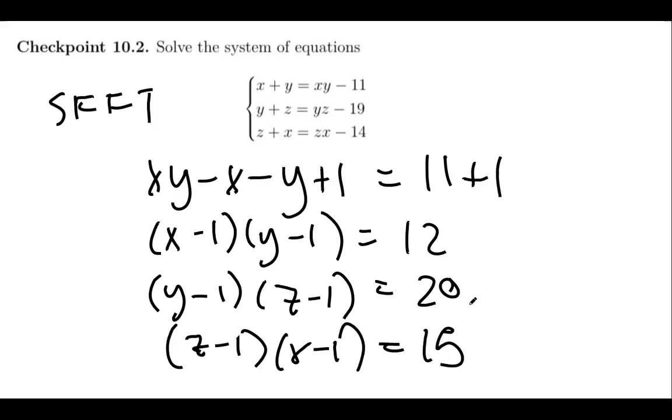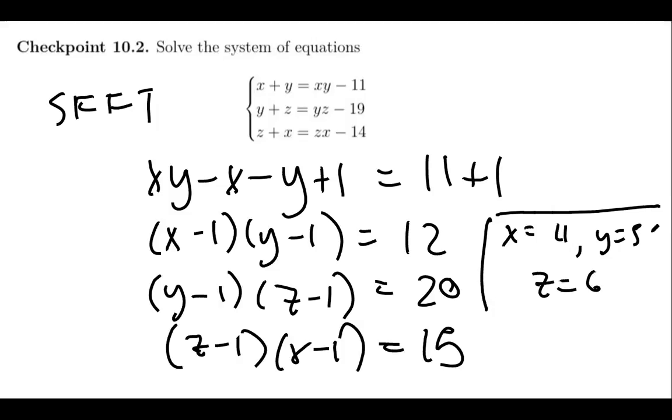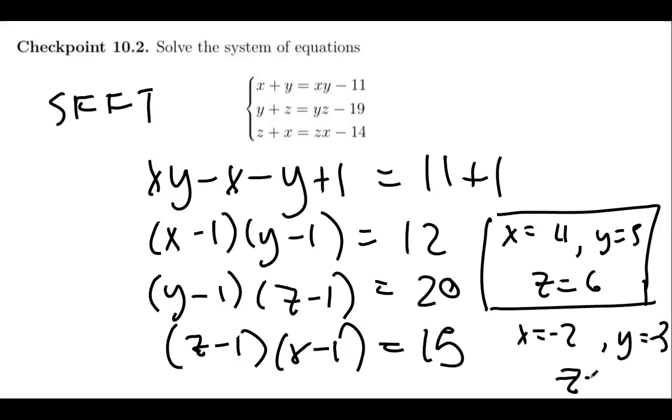So there are two possible solutions, one where the variables are positive and one where they are negative. You can do factoring, but if you also just look at it, you'll find that the solutions are x = 4, y = 5, z = 6. This is one of the solutions, and the other one that works is x = -2, y = -3, and z = -4. And those are the two solution sets for this system.